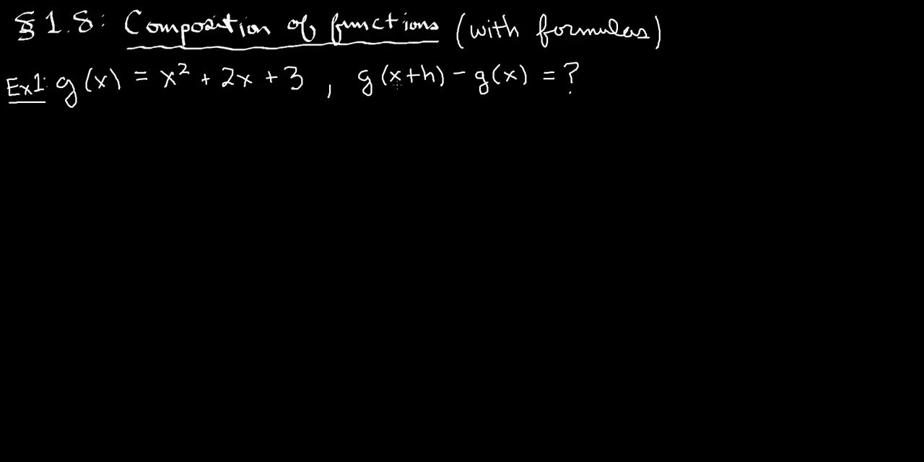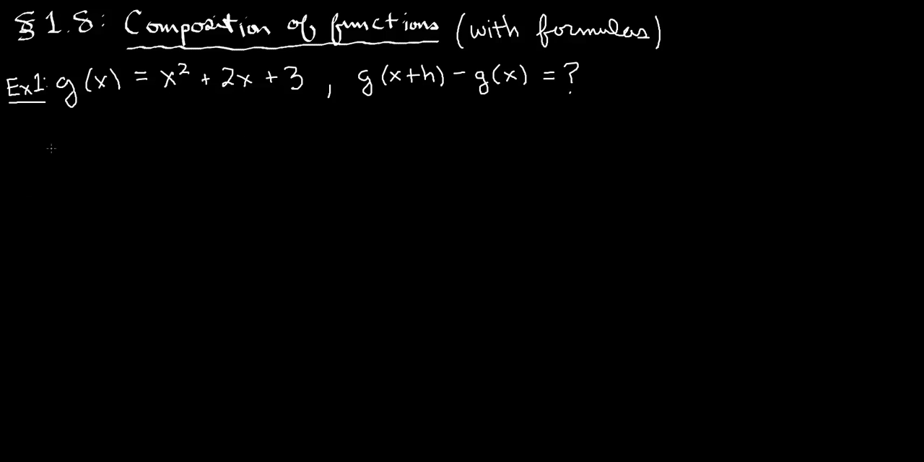What function here is actually getting plugged into g? If you notice, x plus h is actually just a linear function. It's the linear function whose graph is a line of slope 1 and y-intercept h. So what we're really doing here in g of x plus h is composing the linear function with the function g. Okay, so let's go ahead now and start the computation.